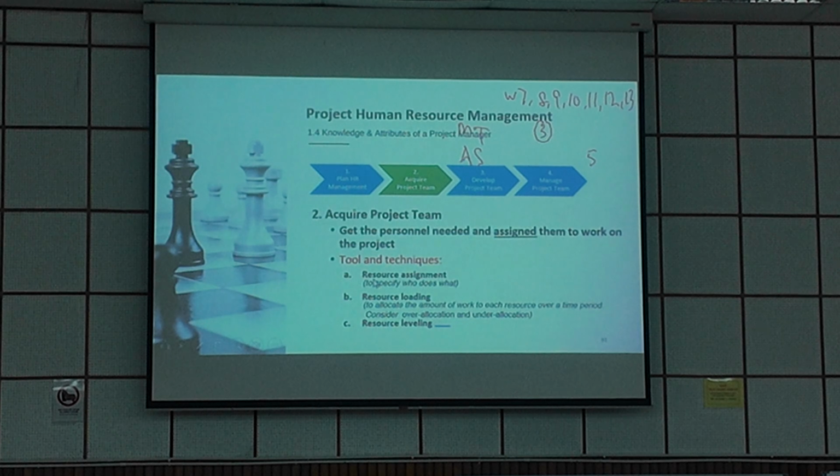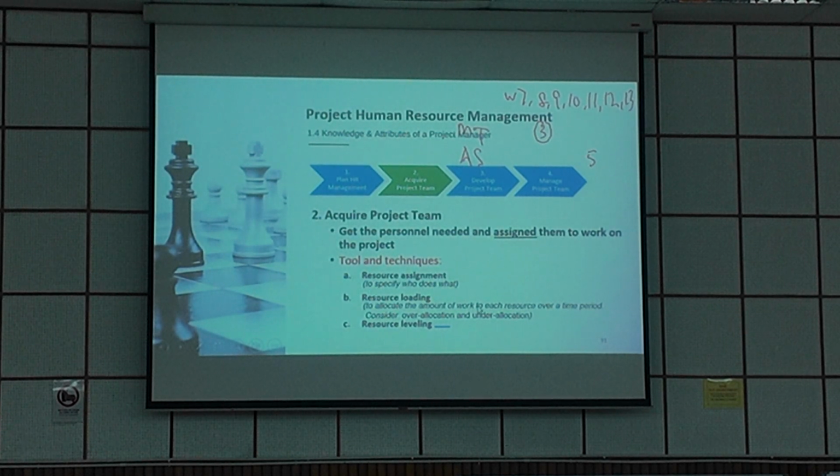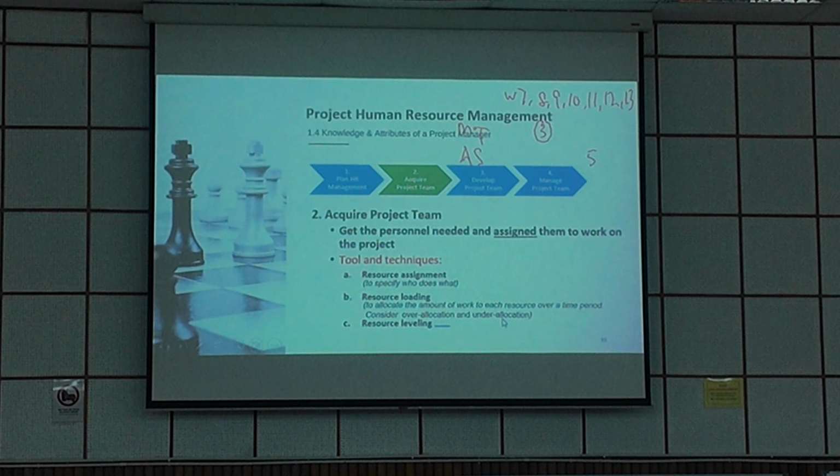Okay, so here you specify who does what, then allocate the work. When you allocate the work, avoid over allocation and avoid under allocation. Supposed to work 8 hours a day, but only working 4 hours is under allocation. Supposed to work 8 hours a day, but has been assigned work that needs more than 8 hours a day, that means it's over allocation. So over allocation, you can do this.